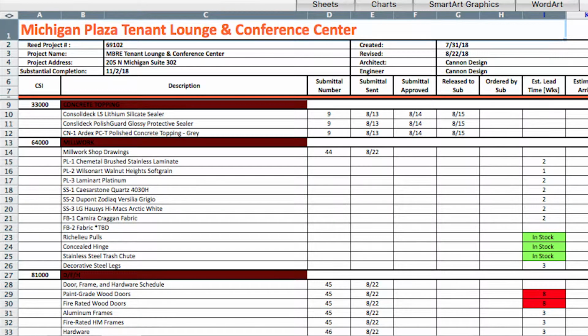Looking through the construction documents, you will log all materials that will need to be procured, including product names, numbers, and organizing each by trade. You will continue to update this log during other steps of the submittal process.